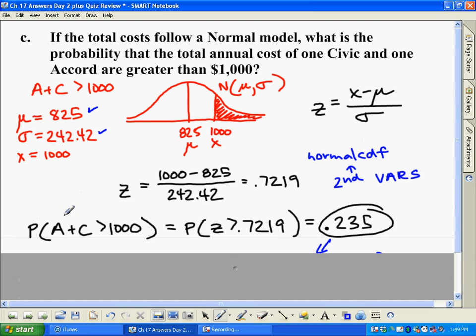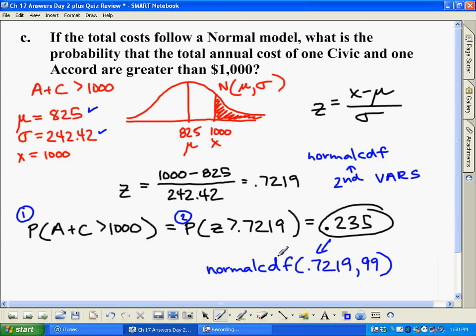You could write it one of two ways. Option one would be the probability that the total cost is more than 1,000, that would work. Or you could also write it as the probability that our z-score is higher than what we just came up with. And then it ends up being an answer of 0.235. Where that comes from is using normalcdf. Our right and left boundaries are up here. This is our left boundary and this is our right boundary. So it's always the left boundary comma the right boundary. So it would be normalcdf(0.7219, 99). When you do that, you'll get about 23.5%.